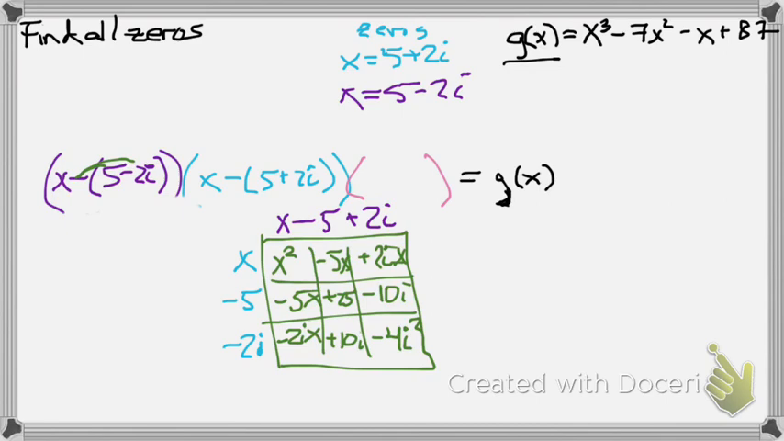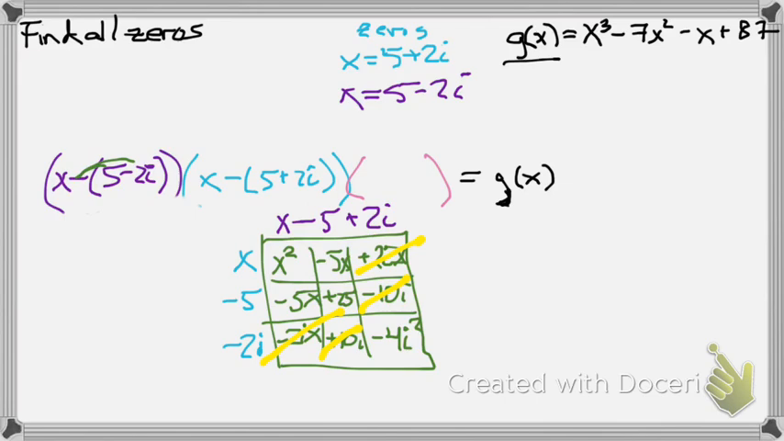Yep. Which ones? Opposite? Opposite. And that's that whole idea of those complex numbers being conjugates, right? So those parts are going to drop out.